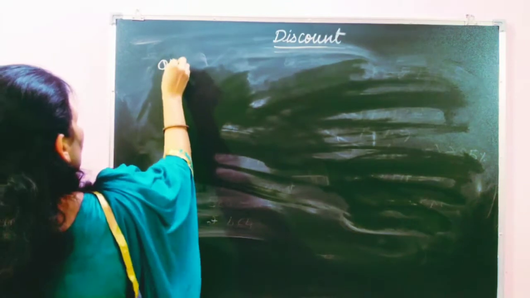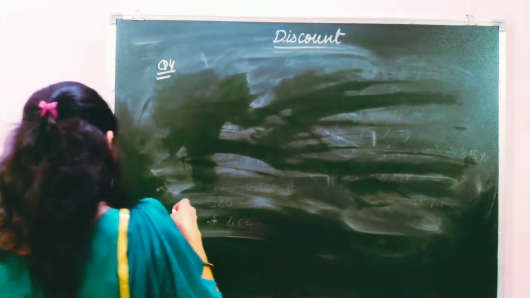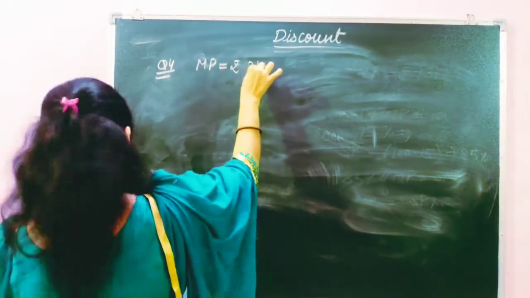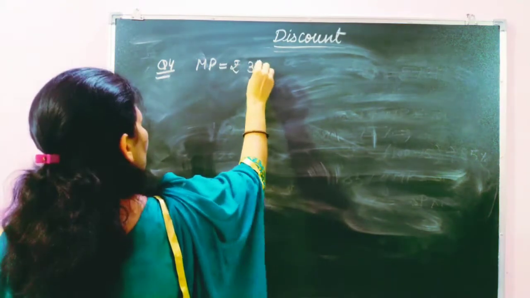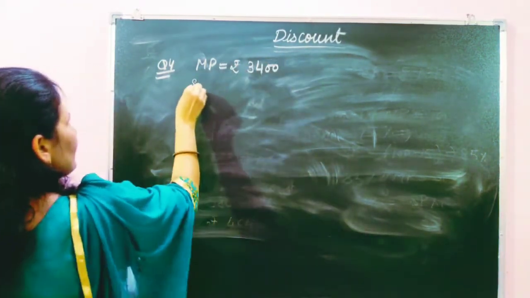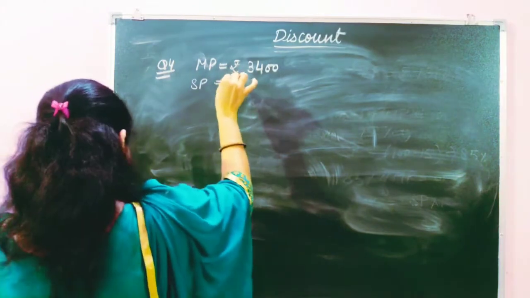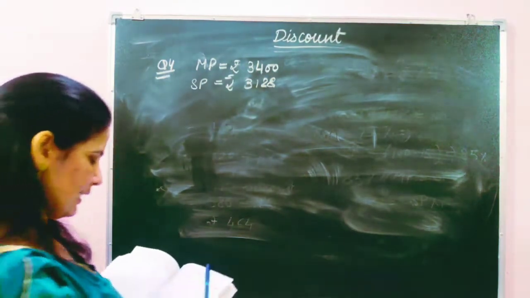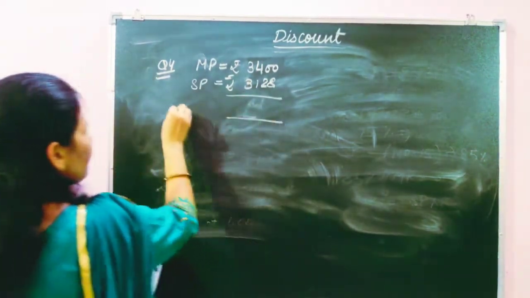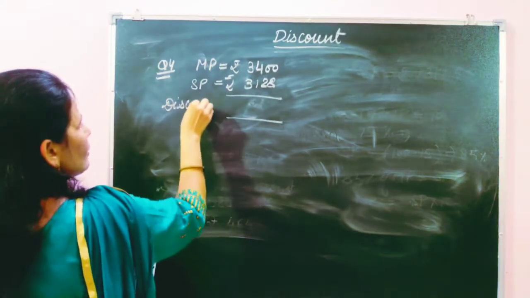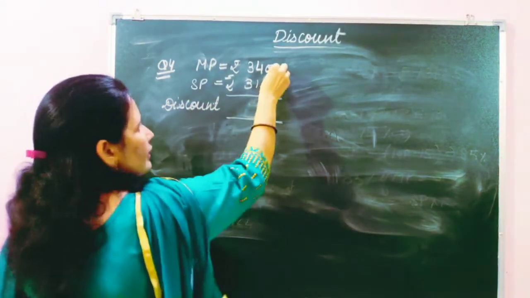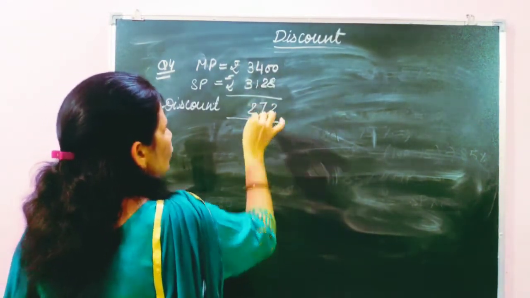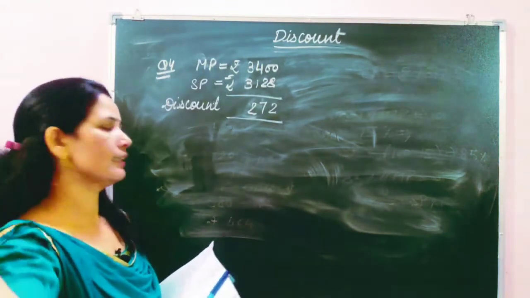Question number 4. In question number 4 they have given mark price, that is rupees 3,400. Then selling price, that is rupees 3,128. Okay, mark price and selling price they have given. So students, here we can find out the discount. Discount is the difference of mark price and selling price. 10 minus 8, 2. 9 minus 2, 7. Then 3 minus 1, 2. 272 we get as a discount.